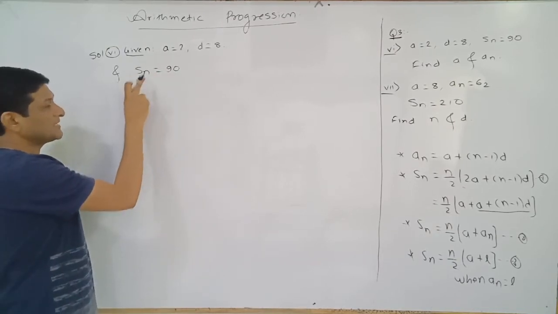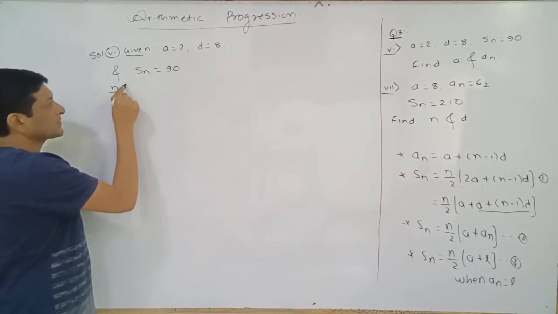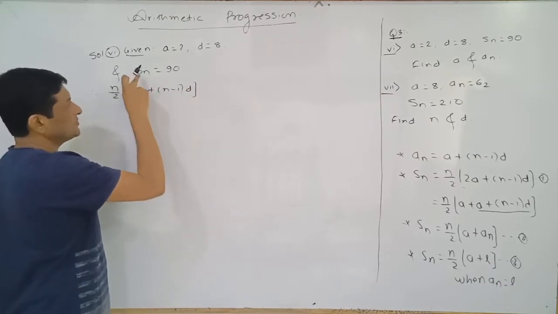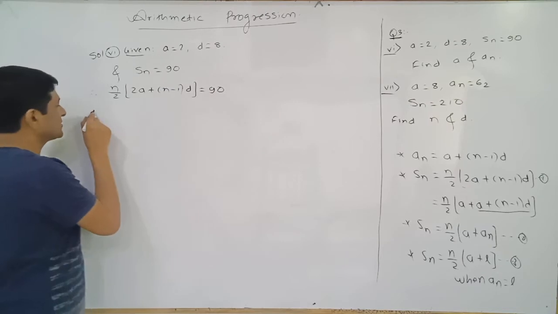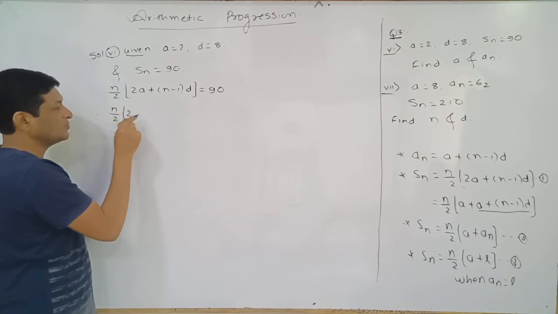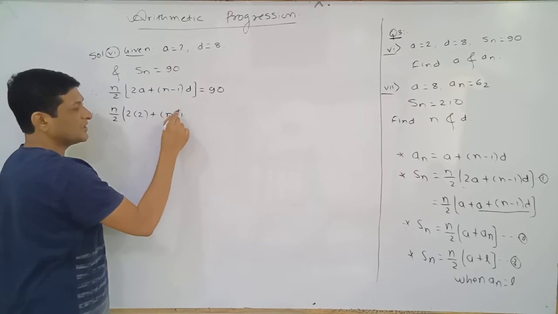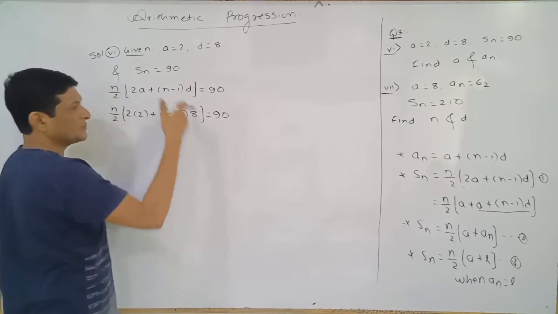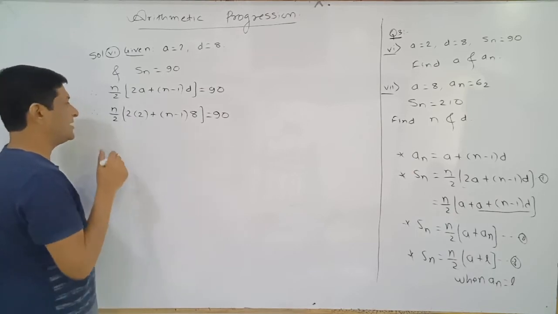Now what is the value of Sn? The formula says Sn is equal to n by 2 into 2a plus n minus 1 into d. We are replacing Sn by its value according to the formula. Keep the right hand side 90 as it is. n is the unknown value which we have to find, so keep n by 2 as it is. Now a can be replaced by its value 2, plus n minus 1 into d. What is the value of d here? 8, equal to 90. Now we have one equation in terms of n. By solving this equation, we are able to find the value of n.